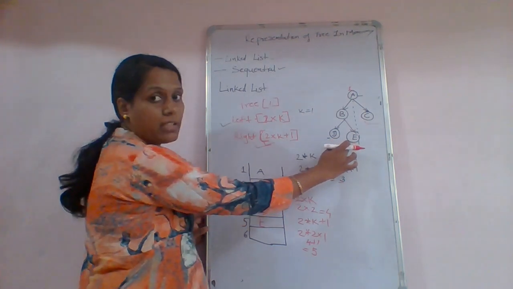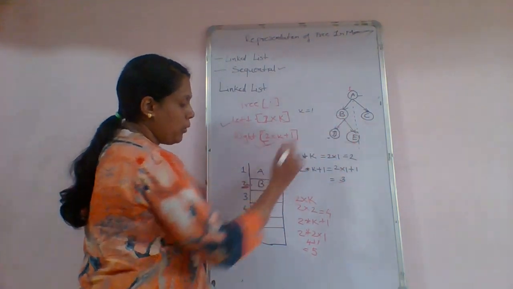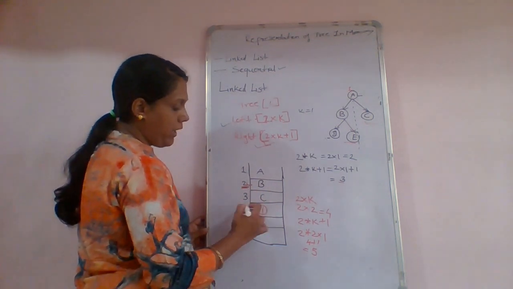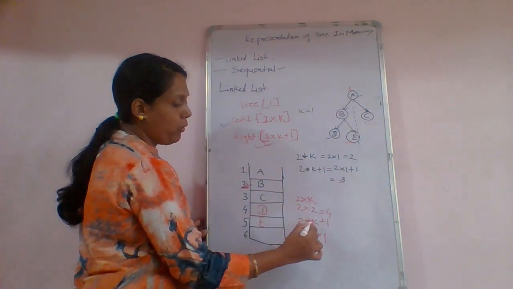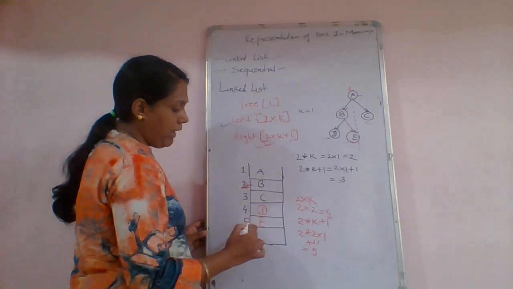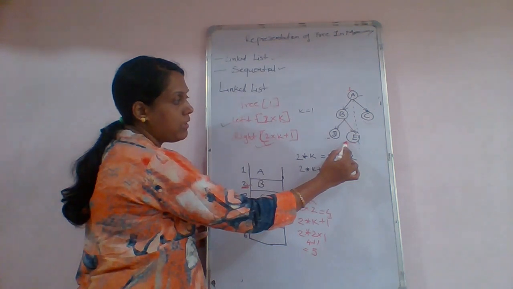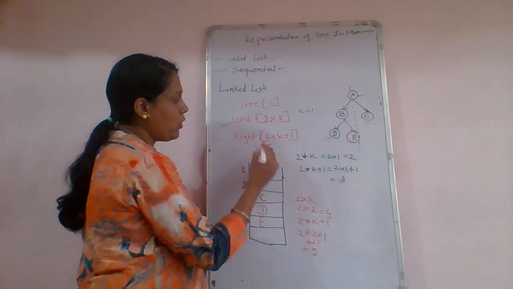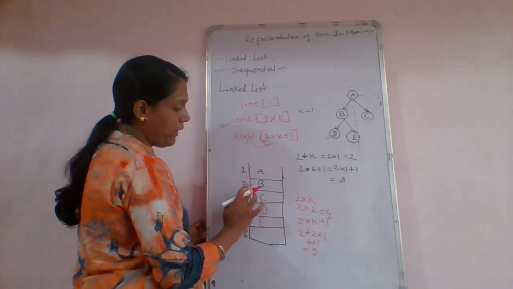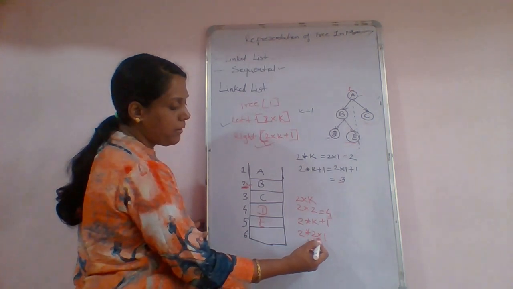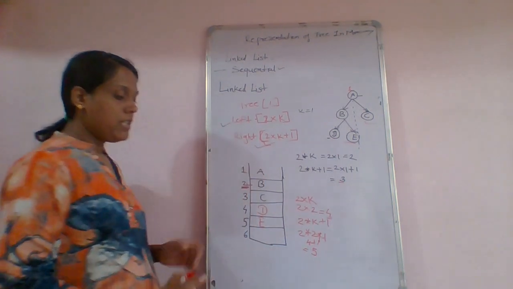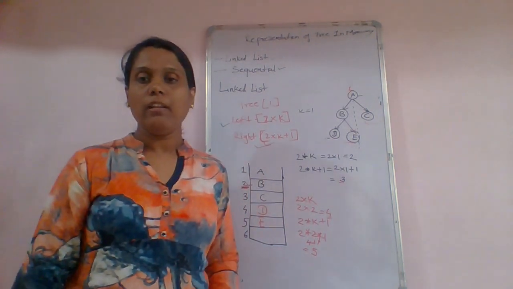Now D and E, these are the children of the B. B is located at the second location, so K becomes 2 here. For the D, it is the left side, so 2 into 2 becomes 4. So D is located at the fourth point. And fifth, that is the E. E is the right child of the B. So we go for the formula 2 into K plus 1. So 2 into 2 plus 1, as B is located at 2. It becomes 5. So E is located at 5. So this is the representation of the tree in sequential manner.